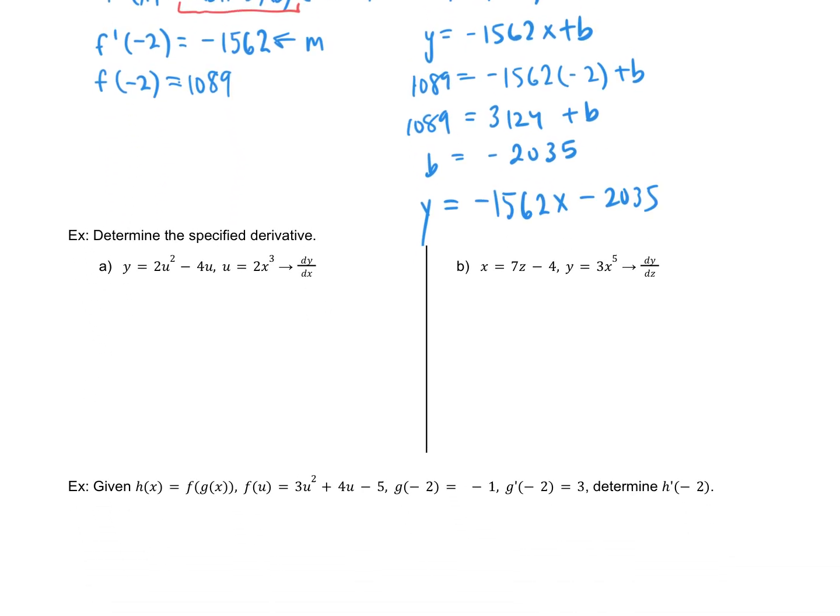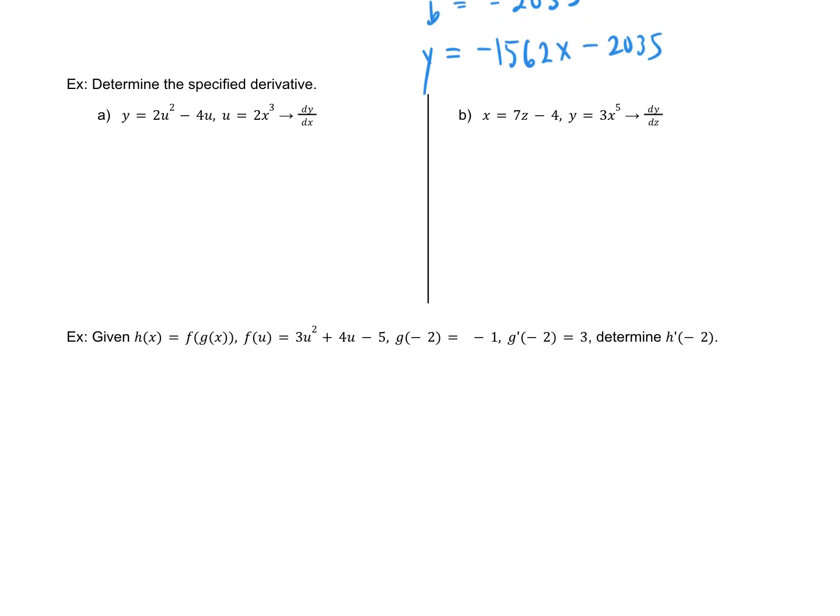Okay. The final two really focus on the Leibniz notation for the chain rule. So for the first one, we're going to determine the specified derivative. y is equal to 2u squared minus 4u. u is equal to 2x cubed, and we have to find the derivative of y in terms of the derivative of x. And this is just showing me, here's my outside function, here's my inside function.